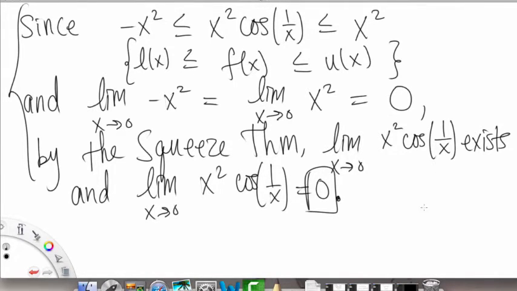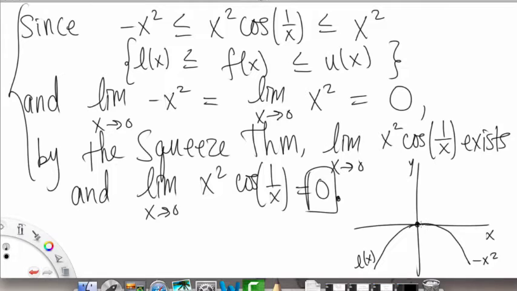Also, pictorially, what's going on here is that our bottom function, our lower function, is negative x squared. That means it's based at the origin, and it's a downward pointing u. So this is our negative x squared, that's our L of x. And our upper function, u of x, is an upward pointing u, upward opening, which is positive x squared.